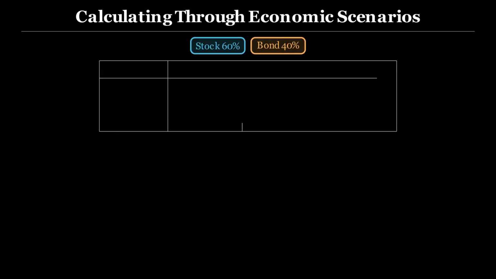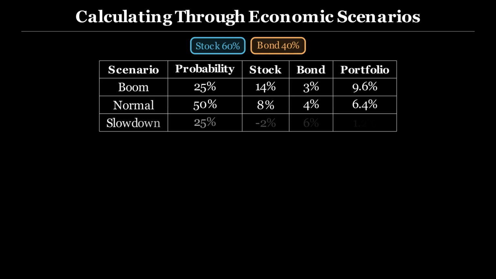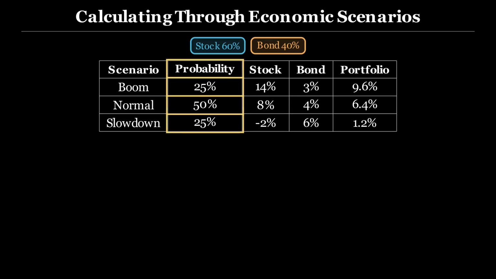Sometimes a question does not give expected asset returns directly. Instead, it provides returns under different economic scenarios. Suppose the economy can experience a boom, normal conditions, or a slowdown. Their probabilities are 25%, 50%, and 25%.